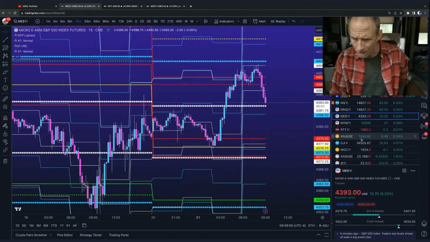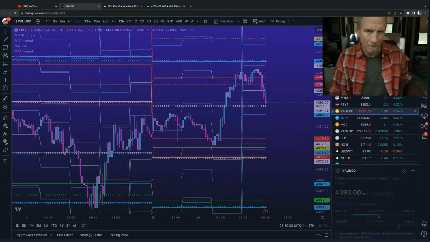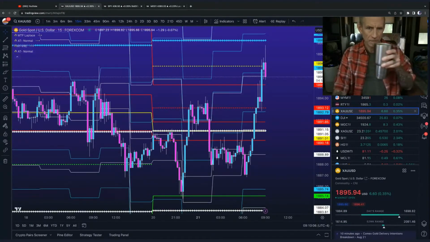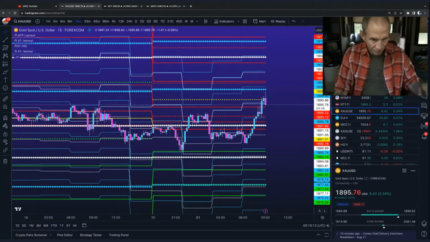Let's see here. We got gold. Gold recovered a little bit. Let's see here. So I'm going to pump right now. Oh, that's what I wanted to see. Where's the weekly range on gold? Yikes.